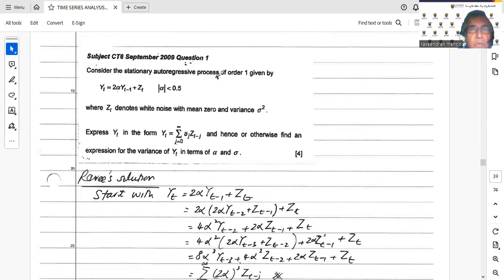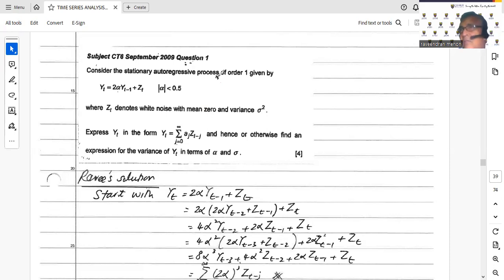So this September 2009 CT6: consider the stationary autoregressive process, the AR process of order 1 given by Yt = 2 alpha Yt-1 + Zt. They tell me that the modulus of alpha is less than 0.5. It will help in your solution.